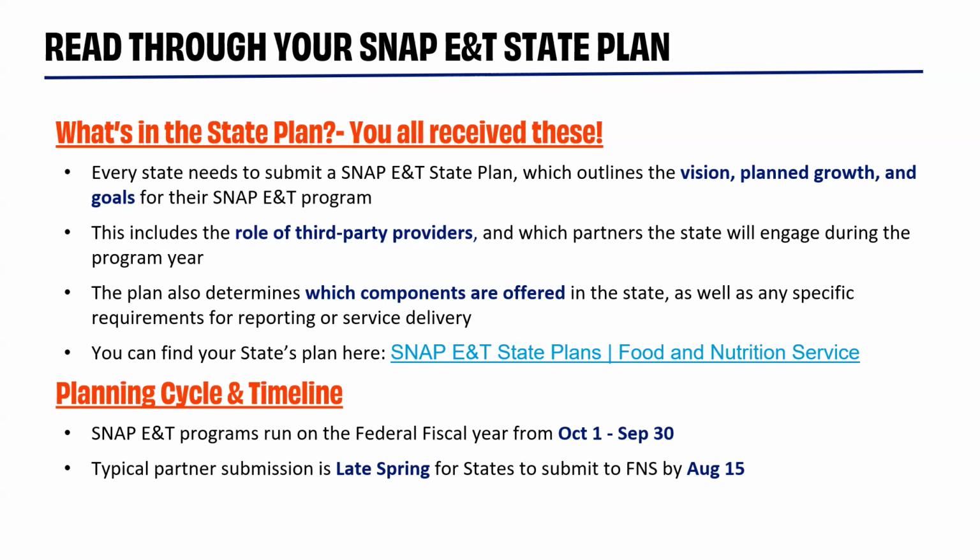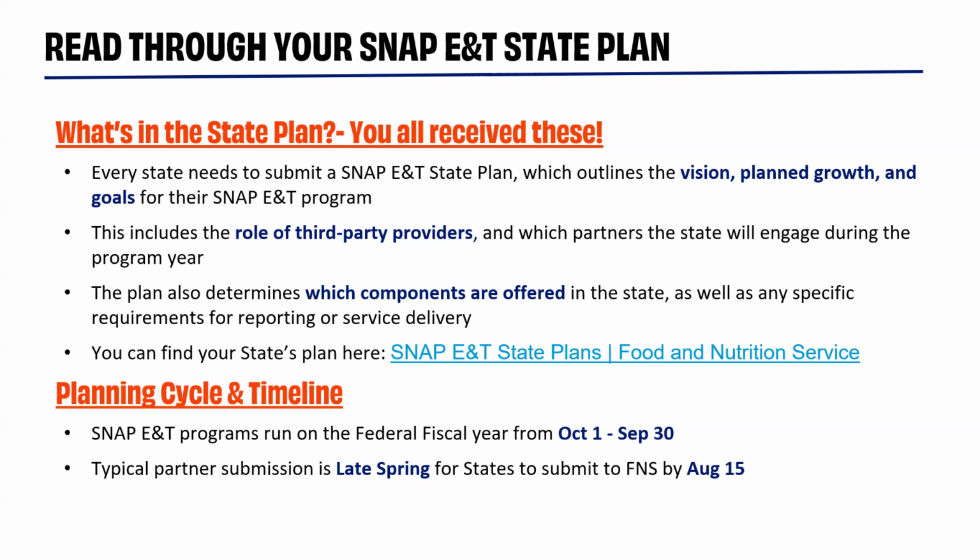Also, typical partner submission is late spring. The state needs to submit their state plan to the Food and Nutrition Administration by August 15th. So working backwards from that, they need to collect all of the projections and plans and write this state plan each year. So usually it's late spring, sometimes early summer or late summer when they're working through these and asking for either RFP materials or other types of projection materials.